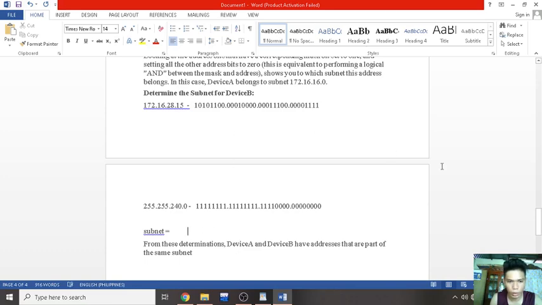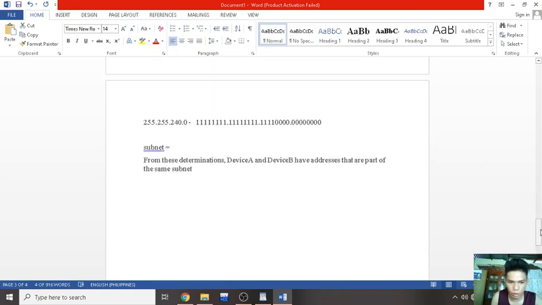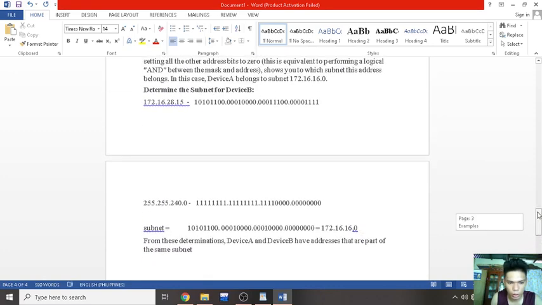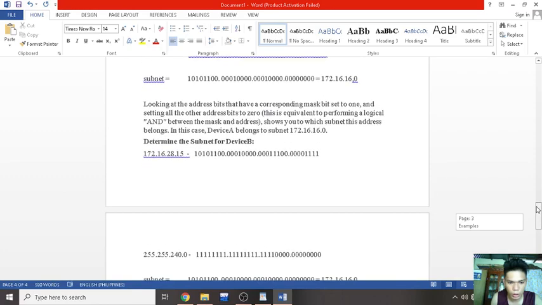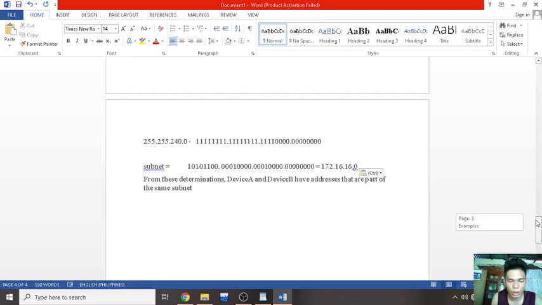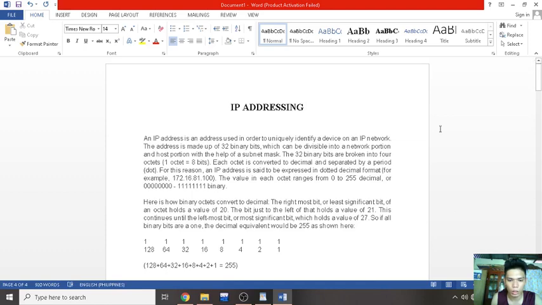And the subnet mask will be the same as in this one. So from these determinations, device A and device B have addresses in the same subnet, because they have the same subnet mask and equivalent numbers, so therefore they have the same subnet. So this is all about IP addressing, and that's all. Thank you.